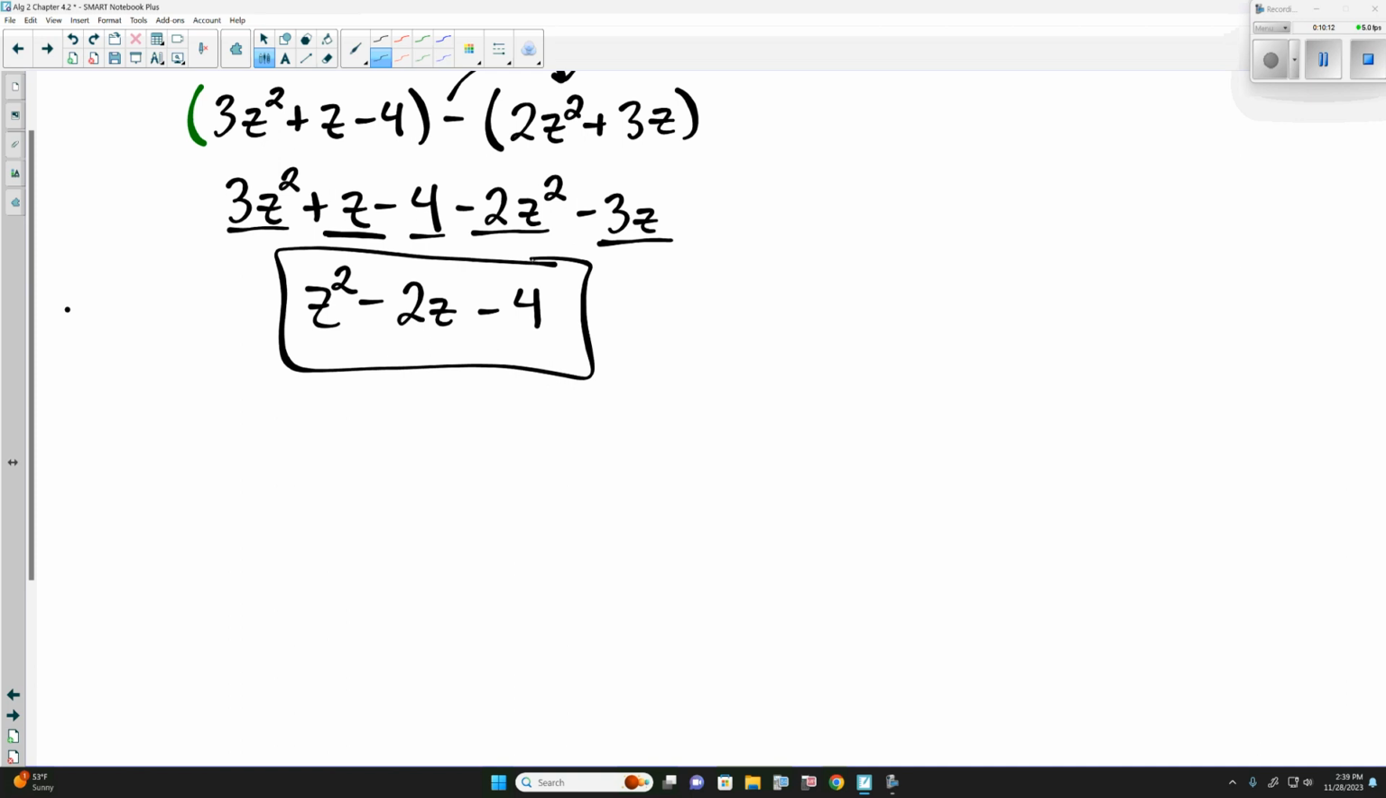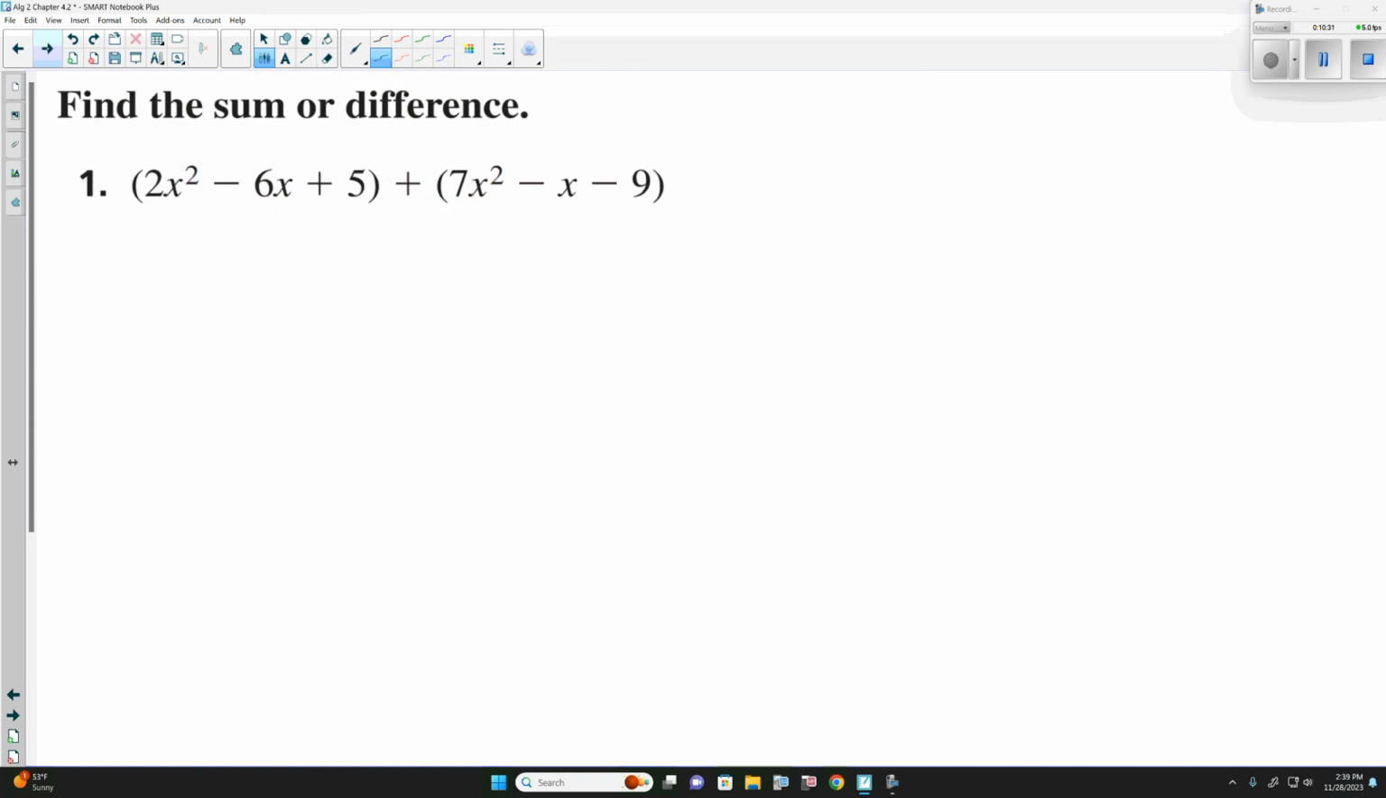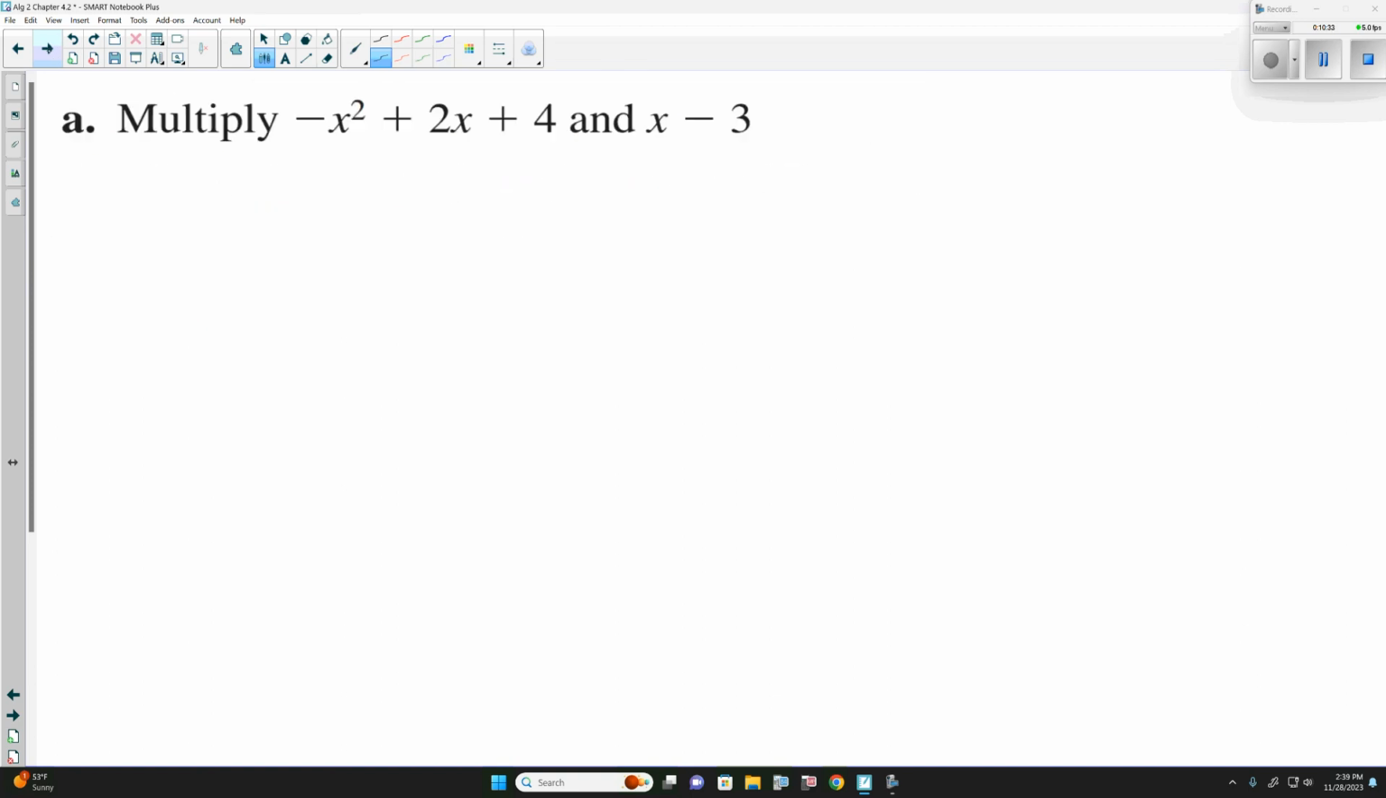Questions on subtraction? We feel comfortable with subtraction? Do we need to see another version of subtraction? So how do we feel with addition and subtraction? Feel good with these here? All right. Feel good with those there. We'll move on to multiplication.